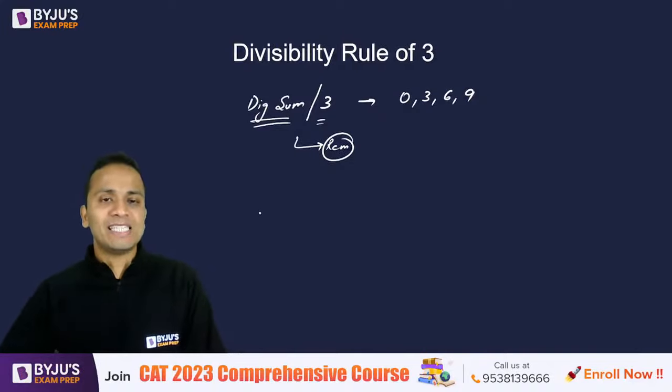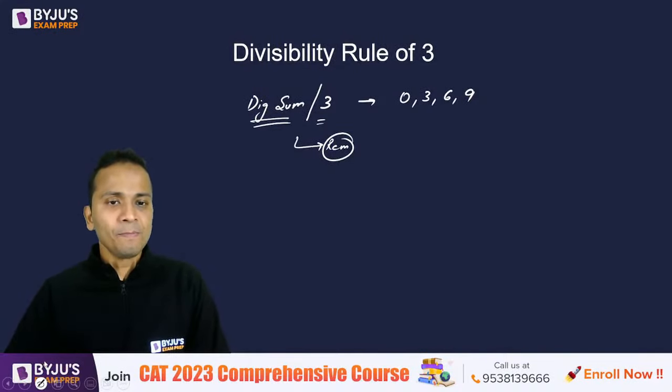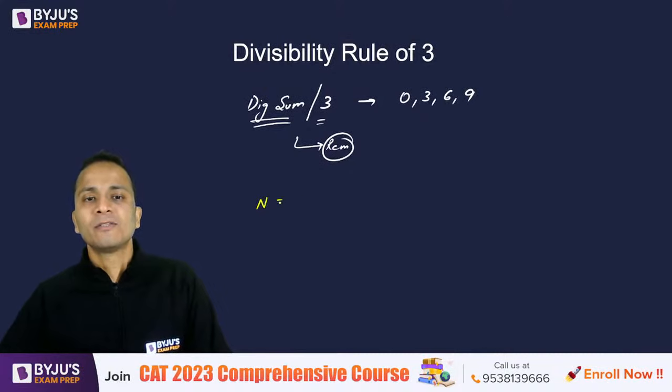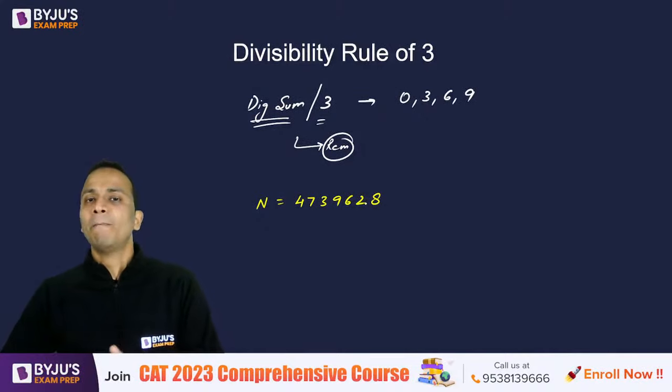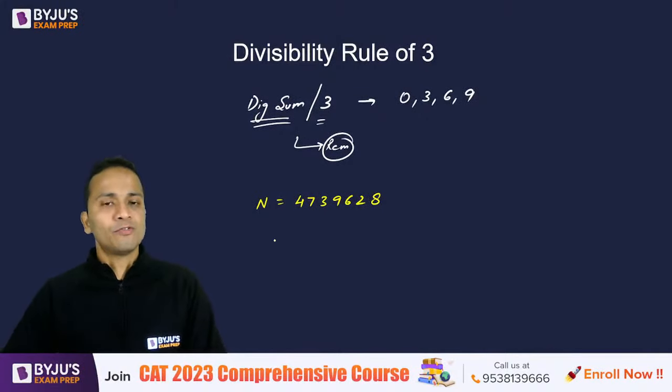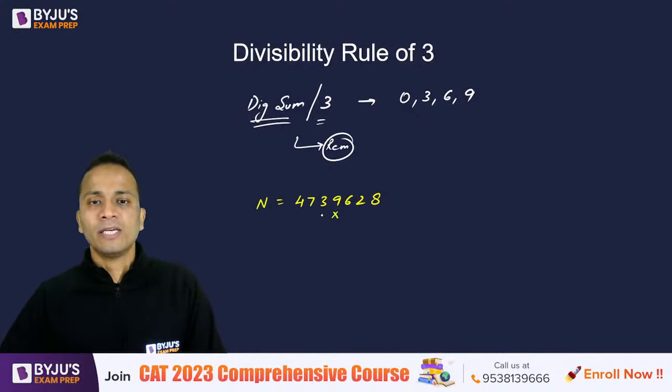I'll quickly give you an example for this. So let's say the number is 4739628. This is the number, and I am checking the divisibility of this number by 3. So first of all, I'll obtain the digital sum for this number. For the digital sum, we can ignore 9.